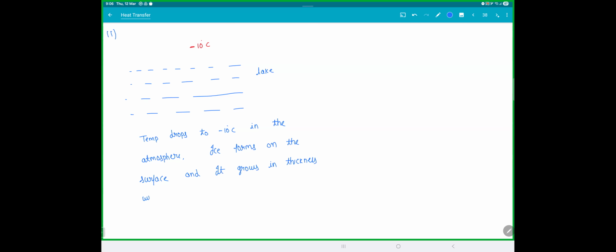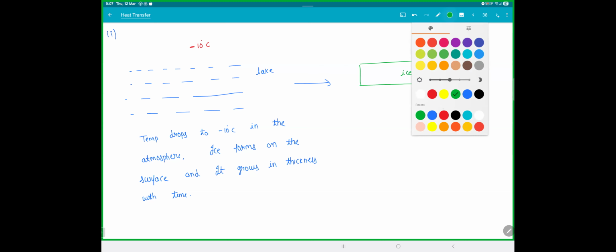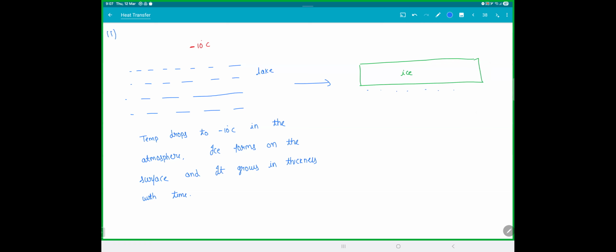Suppose ice was actually denser than water. Ice would have sunk to the bottom of the lake, and the lake would have frozen from the bottom. So after some time, the picture would look like this. We would have an ice block, and we have water here.